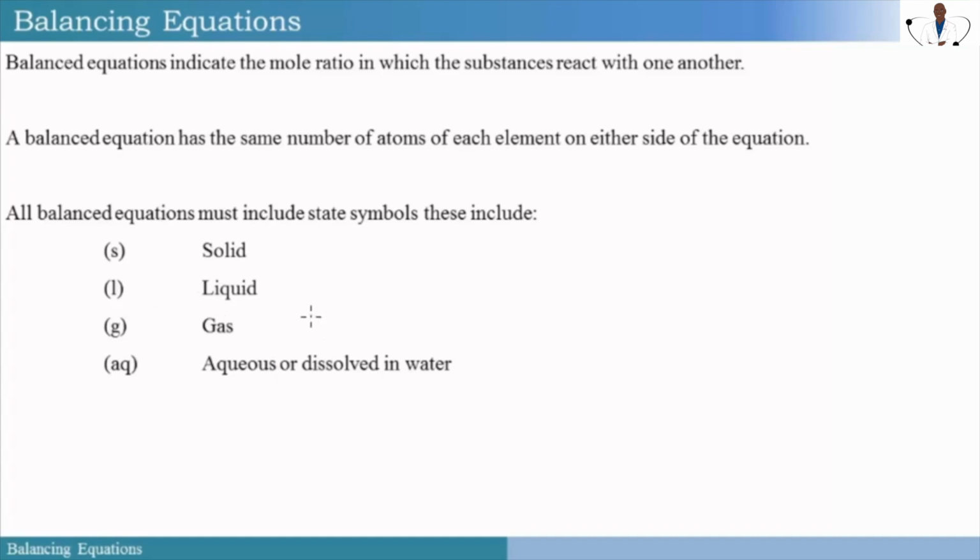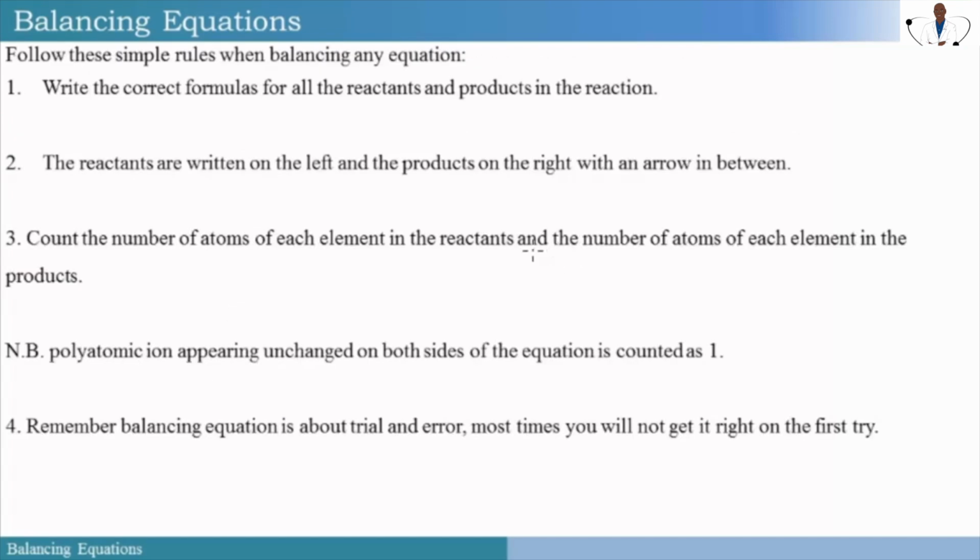We will have a better idea of aqueous substances when we do acids, bases and salts. Here are some basic steps to follow when balancing any equations. 1. Write the correct formulas for all reactants and products in the reaction. Let's try this simple one.